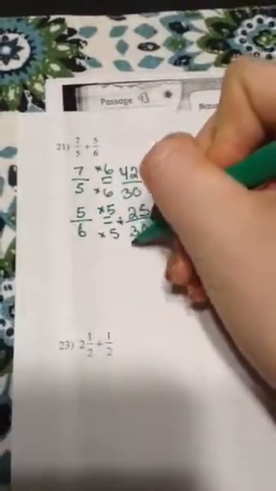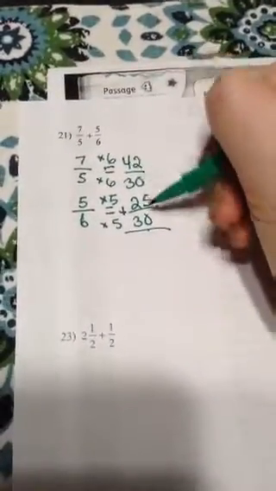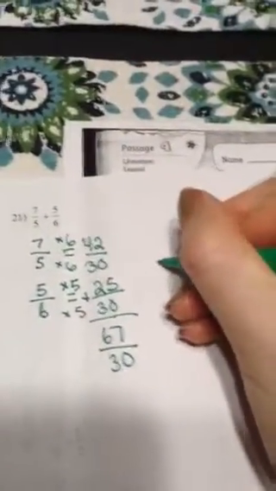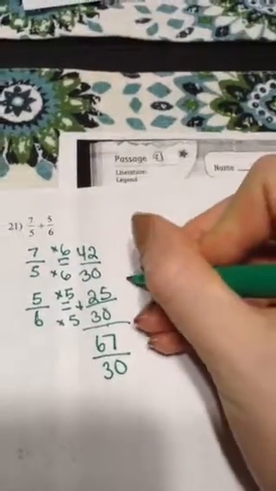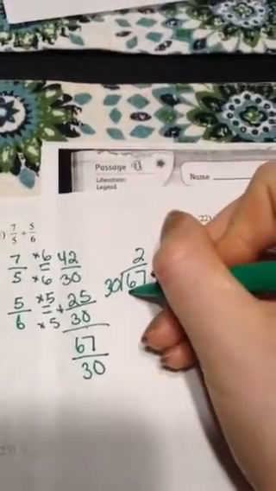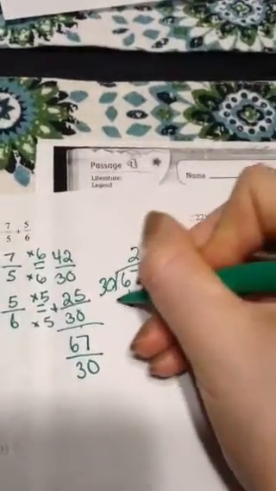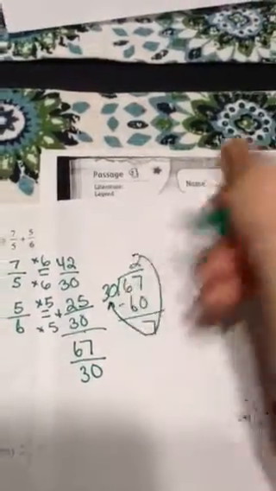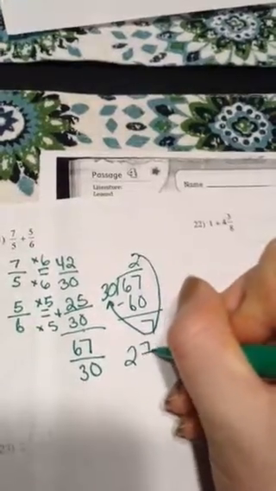Once I have my common denominator, I add up my numerators. 5, 6, 7. 4, 5, 6. I get 67 over 30. You might be saying, oh, this is an improper fraction, I would never just finish here, and you're absolutely right. So I need to simplify my fraction into a mixed number. 30 goes into 67 twice. And I'm left with 2 7/30.